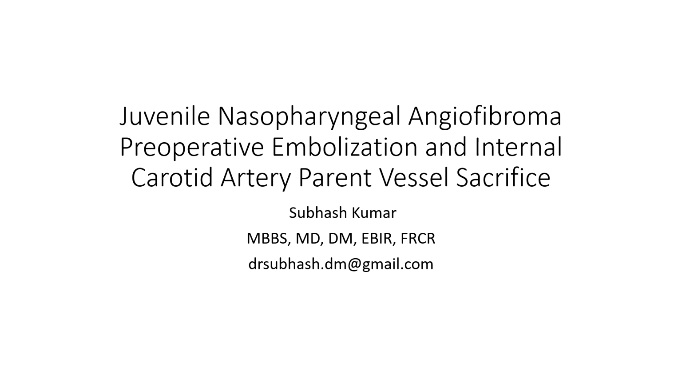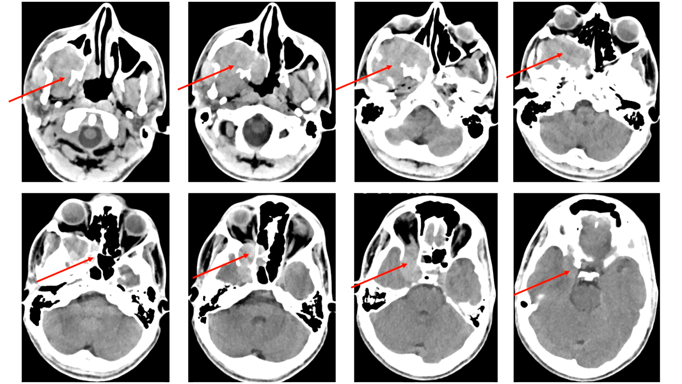Today we shall discuss the case of a JNA patient who had undergone pre-operative embolization and internal carotid artery sacrifice. So this is a pre-operative CT. This is the case of a young boy who was having repeated epistaxis. These red arrows point towards the large mass in the right infratemporal fossa extending into the sphenoid sinus, into the orbit, and involving the right cavernous sinus, bulging into the middle cranial fossa as well.